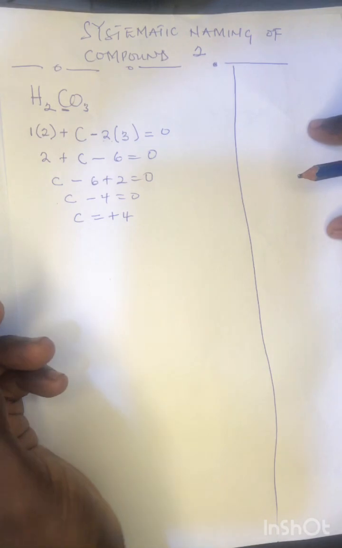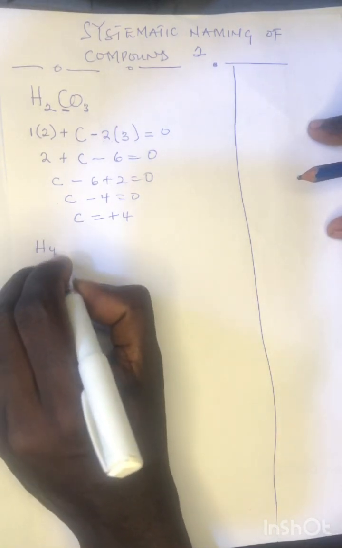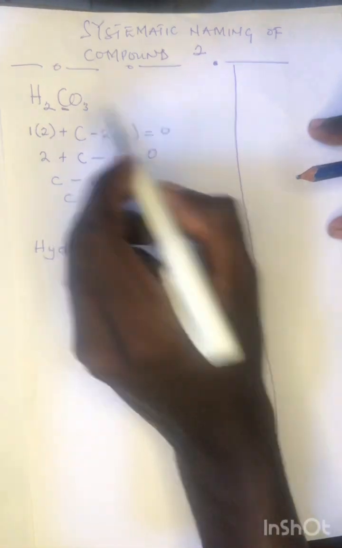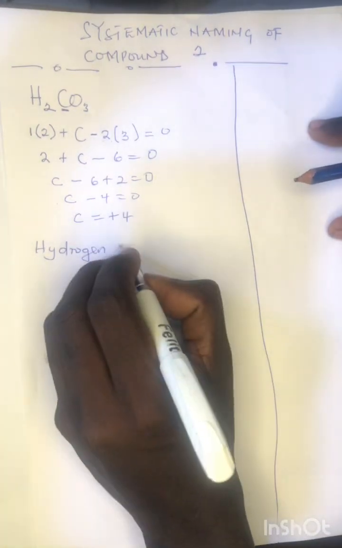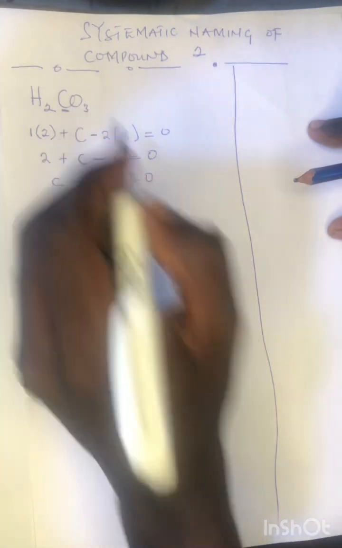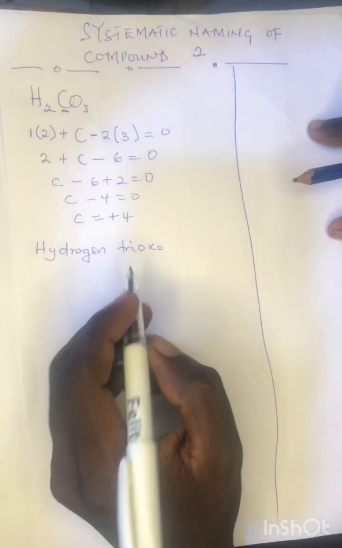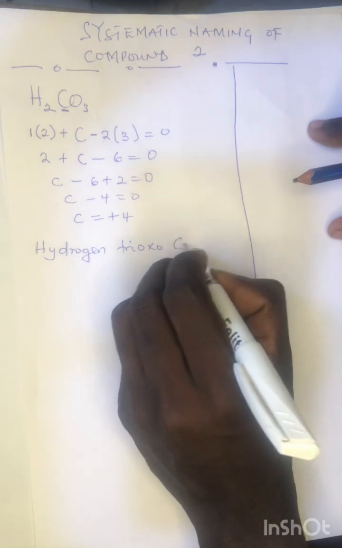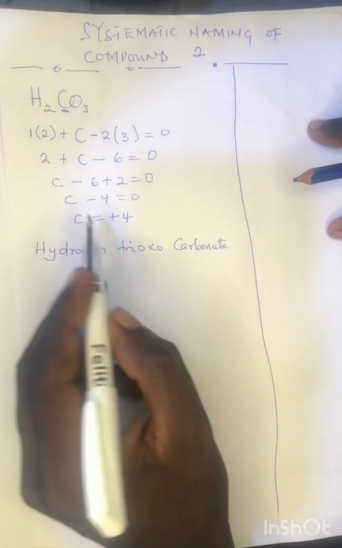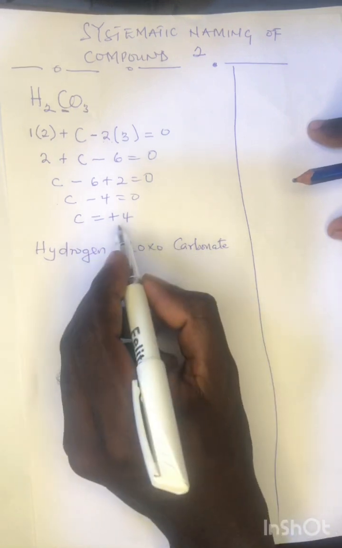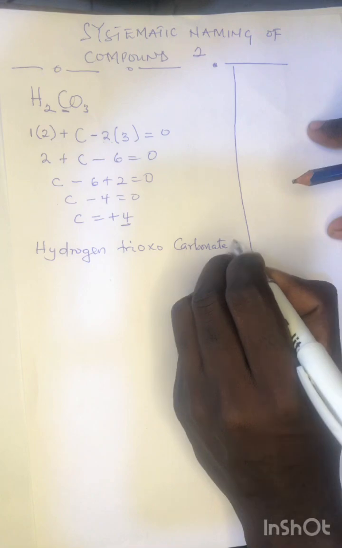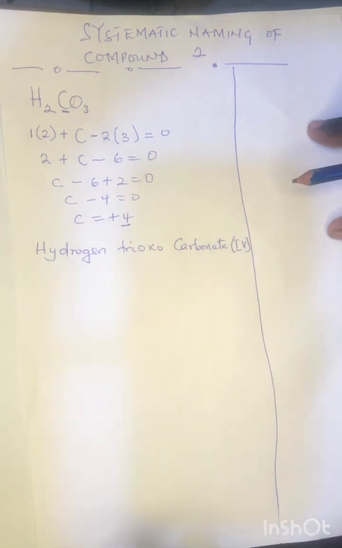The first way is that I will say hydrogen, because hydrogen is the first thing over there. Then I'll go straight to the molecule. So hydrogen tri, then the next one is ozo. The ozo there is oxygen. Then the whole thing there is carbonate. So hydrogen triozocarbonate. Then what you calculated will come in the form of a Roman numeral. So IV is equal to 4.